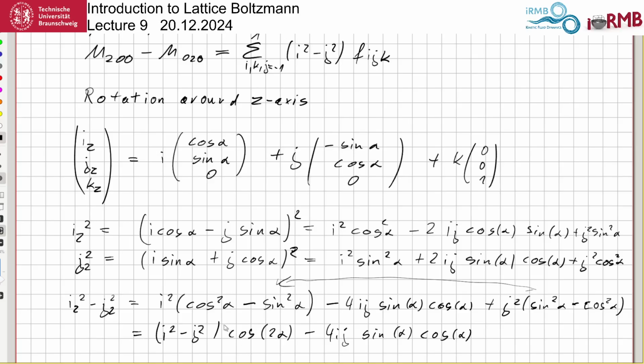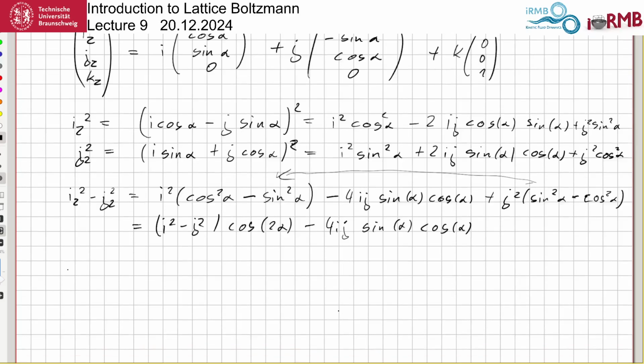So this part here is a part that we expect to see, but then in addition we have something that's ij, and ij is something that we know from a different moment. It's the kernel of a different moment, namely m110. In this moment we have ij, with i, j, k going from -1 to 1. Which means there appears to be a relationship to a different moment. And this happens.